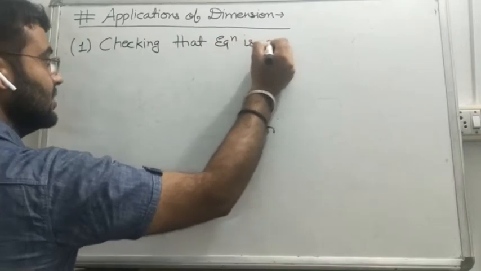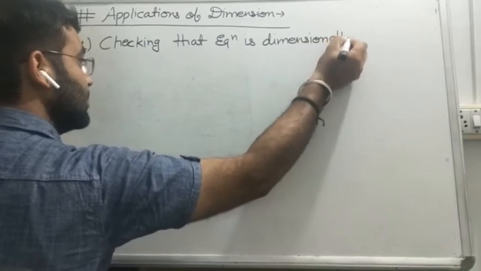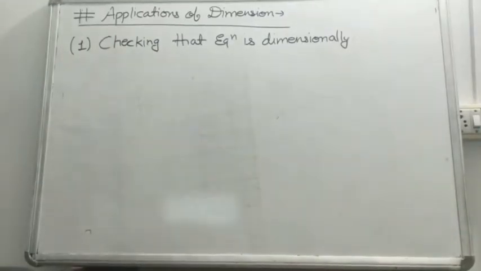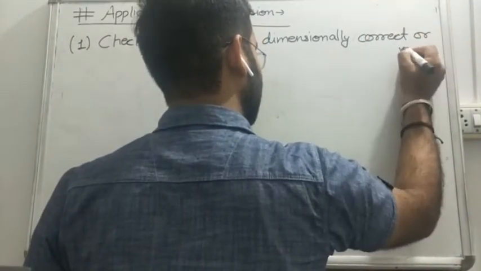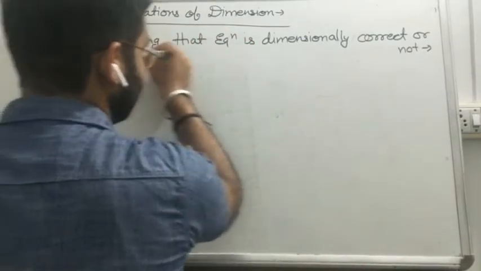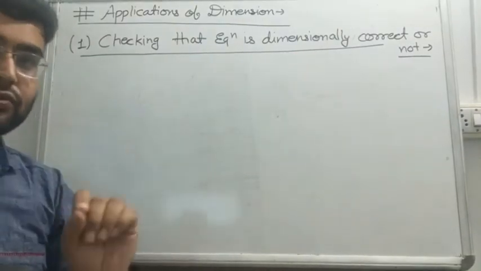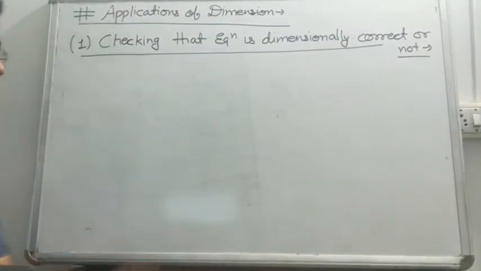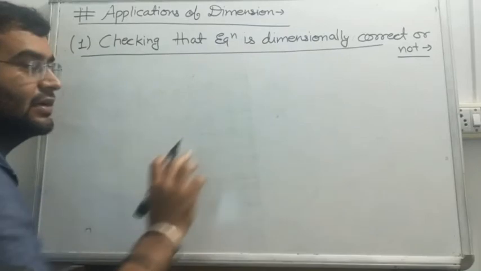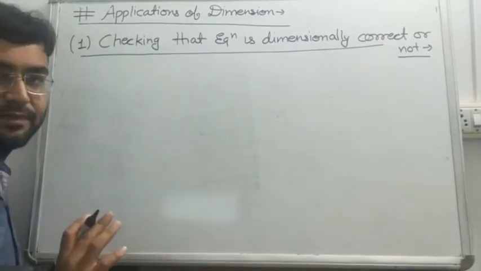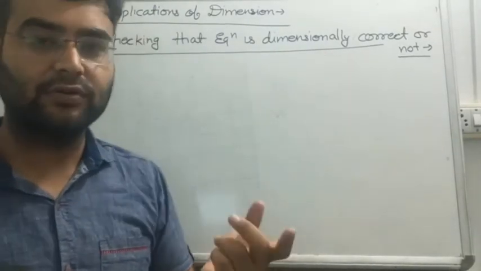whether an equation is dimensionally correct or not. This is the first application, that we can check whether the equation which you are using, which consists of physical quantities, is dimensionally correct or not. We can use dimensions for that. Why are we checking whether the equation is dimensionally correct or not?